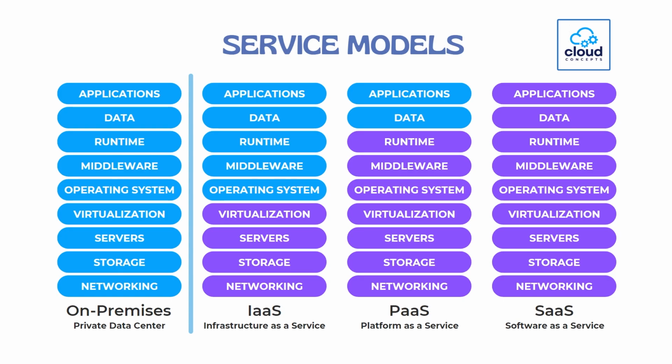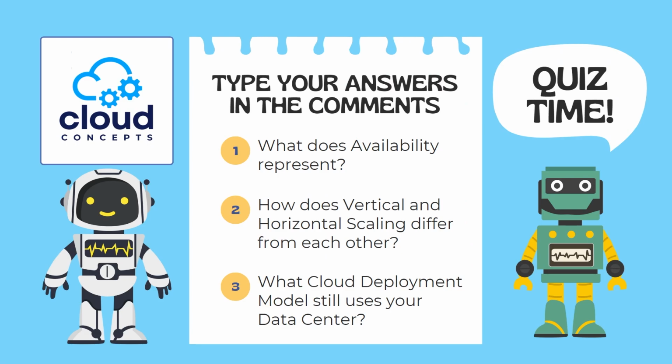So let's wrap up with a quiz. It's quiz time, guys. Type your answers in the comments below. Question number 1. What does availability represent? Question 2. How does vertical and horizontal scaling differ from each other? Question 3. What cloud deployment model still uses your data center? And specifically, it's cloud deployment.